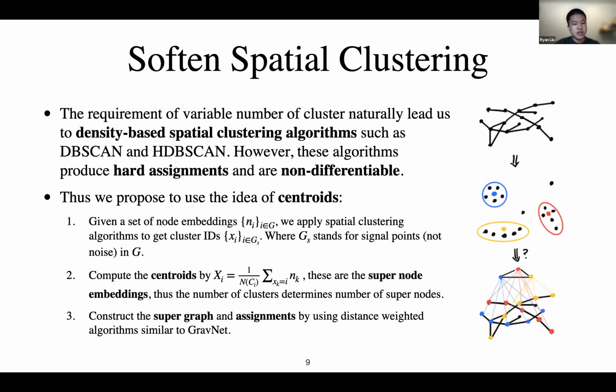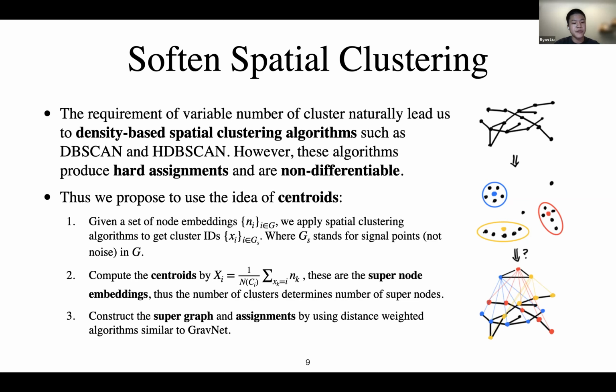So even though it is intuitive that the requirement of variable number of clusters leads us to density-based spatial clustering algorithms such as DBSCAN, these algorithms produce only hard assignments, which is obviously not differentiable. So we have to address this issue. And the solution is using the idea of centroids.